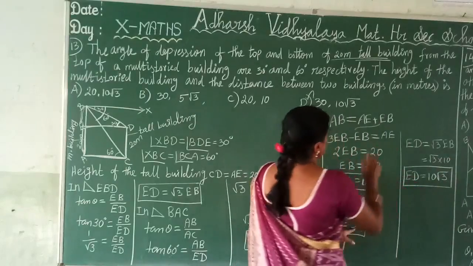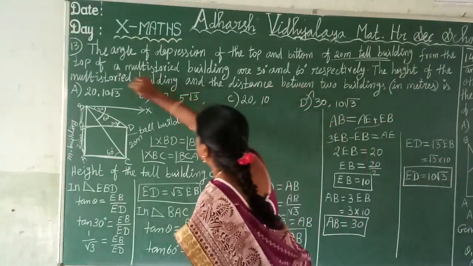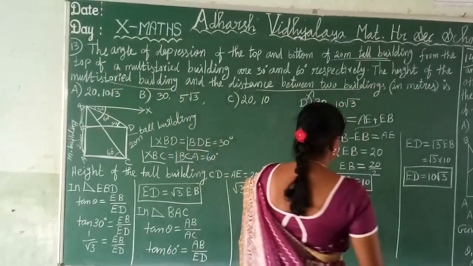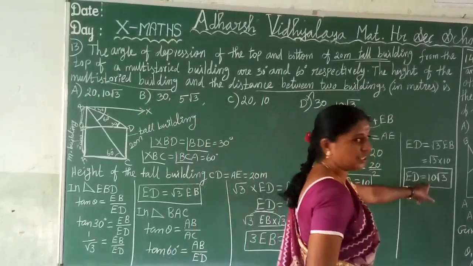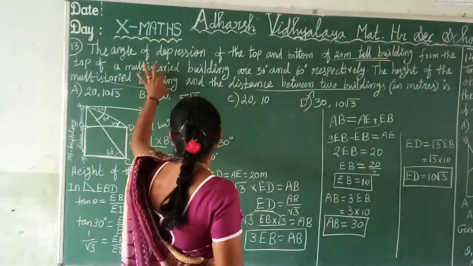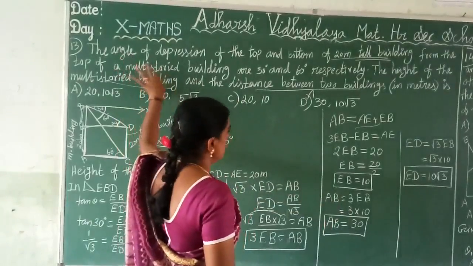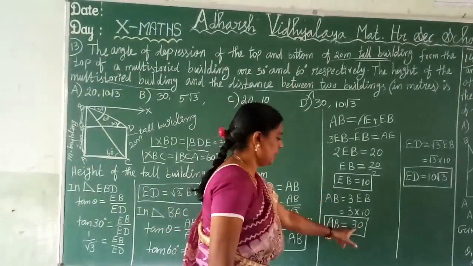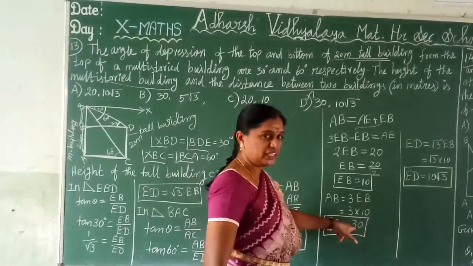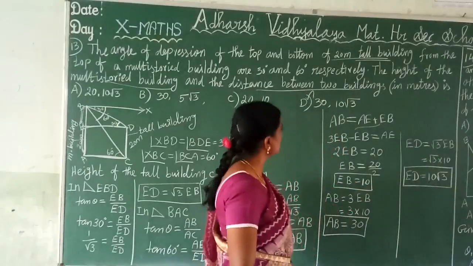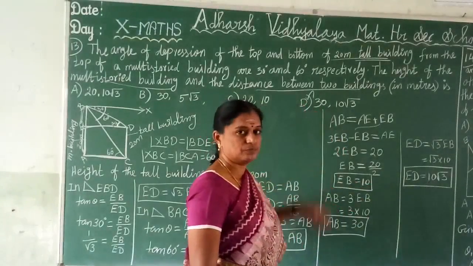First, the multi-storied building, and then the distance between the two buildings. So that is 30 comma 10 root 3. Don't write 10 root 3 comma 30. Which one comes first? The multi-storied building height. The second one is the distance between two buildings. So first you write the multi-storied building 30 and then 10 root 3. Clear? So which option? D option.